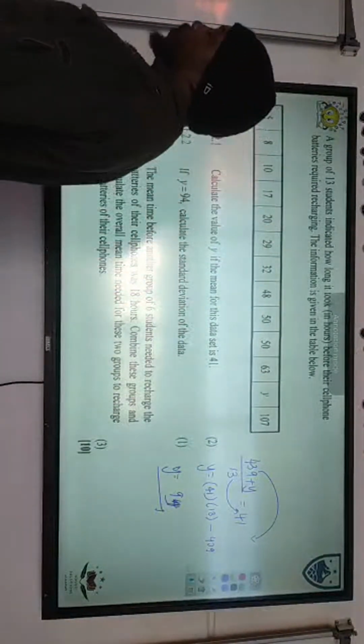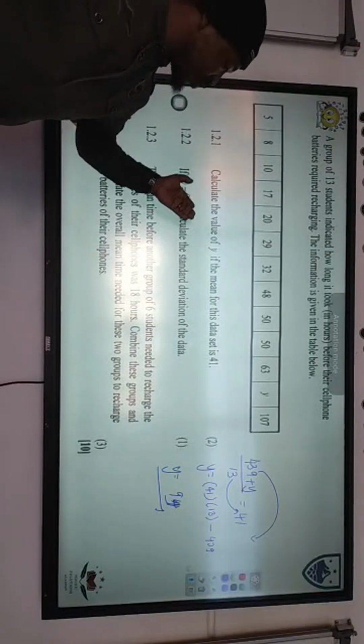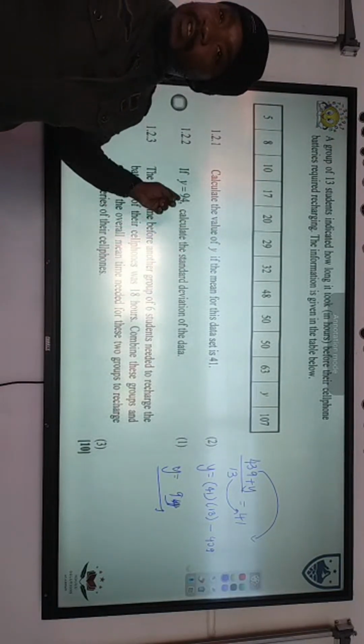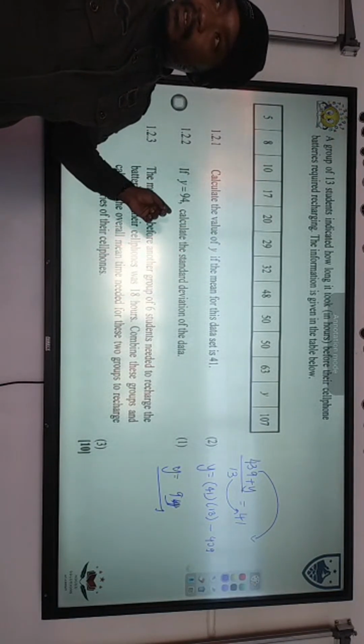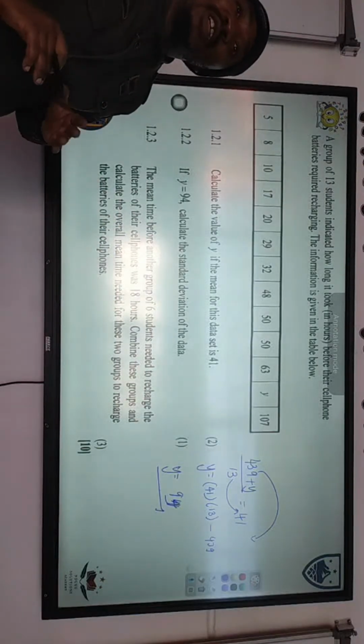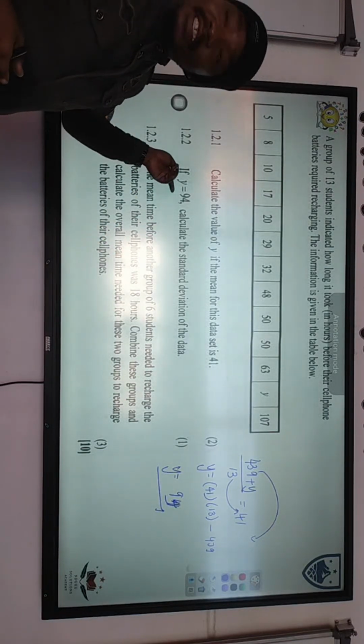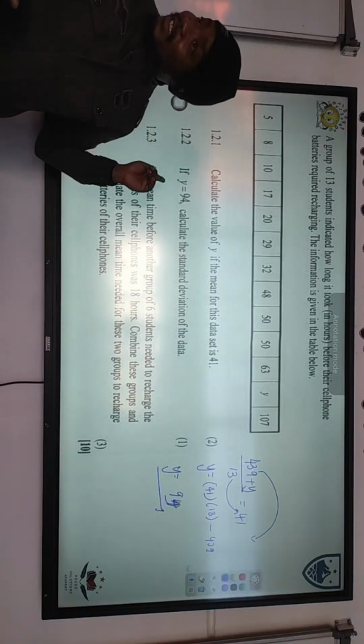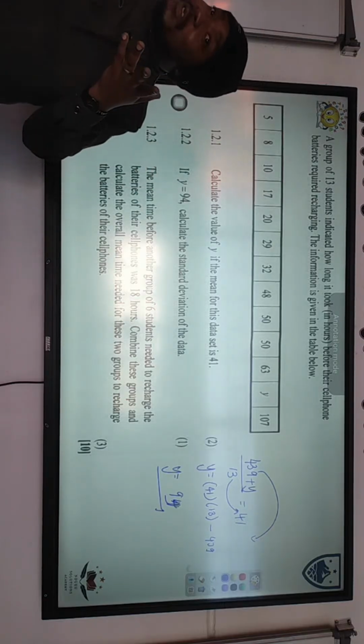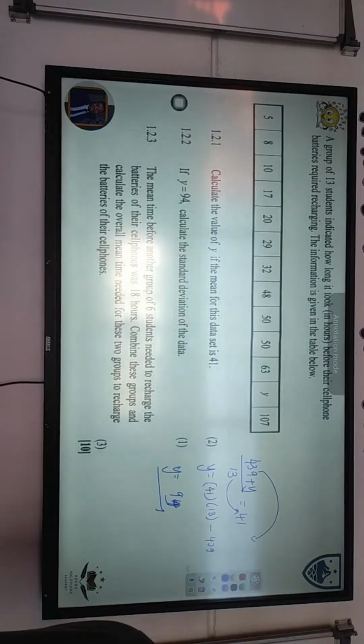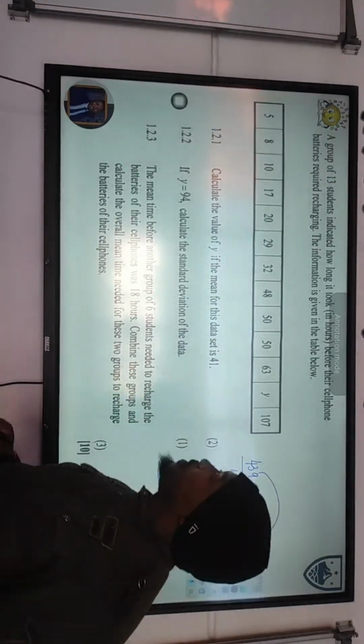And then the next question is, so you cannot write y is equal to 94. They will punish you. They'll think you took it from the next question. They will not give you the 2 marks because it was given, so they'll think that you took it from the previous question. So you must show that you understand what you are writing.